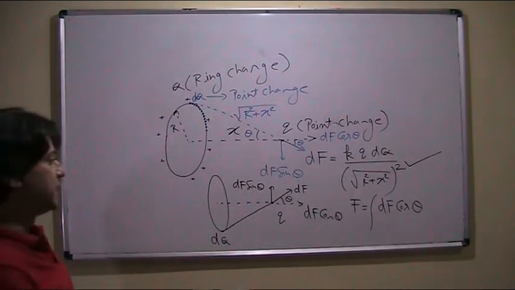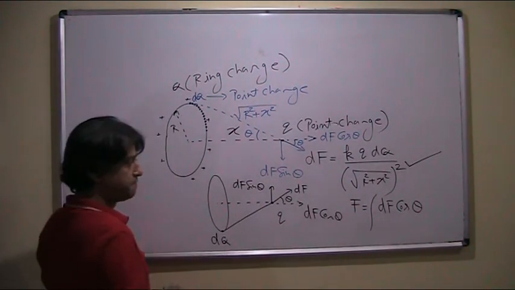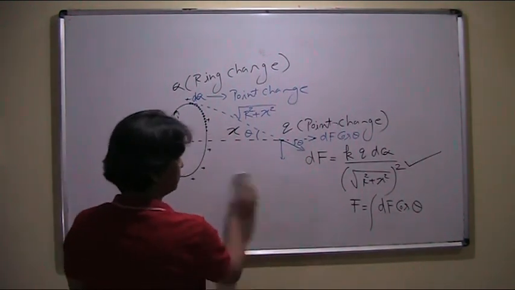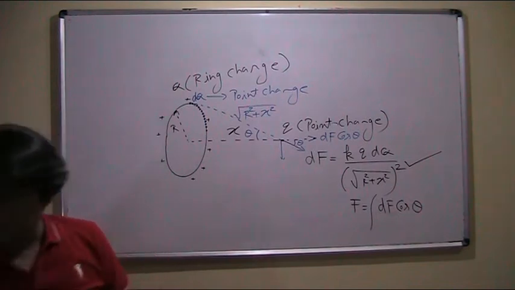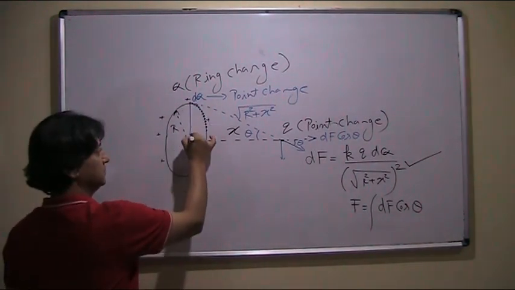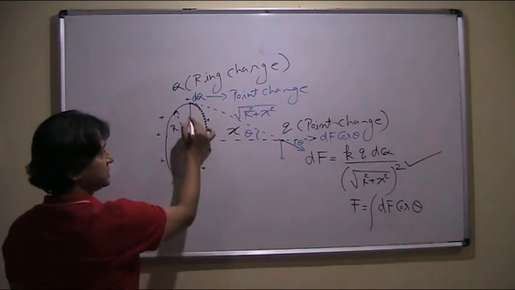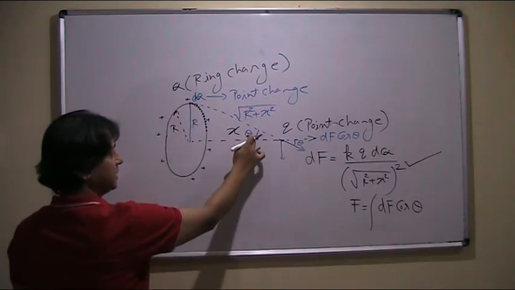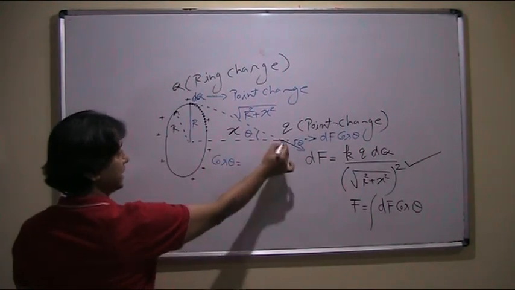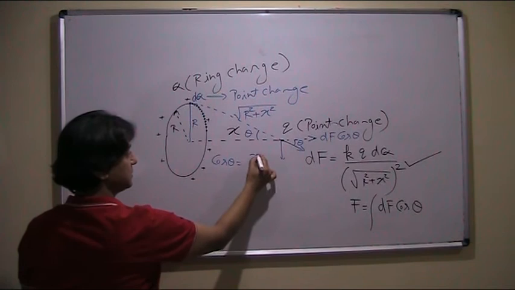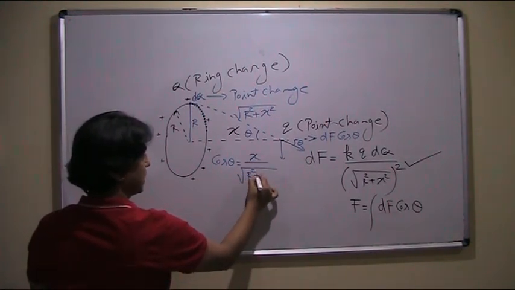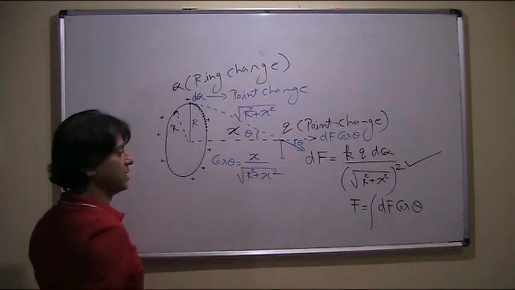तो इस df cos theta को इंटीग्रेट करने के लिए हम क्या करेंगे? We need to find cos theta first. And then how do we find cos theta? Well, you can see a right angle triangle right here. This is the radius r, this is theta, and therefore cos theta in this right angle triangle is x divided by root over r square plus x square.